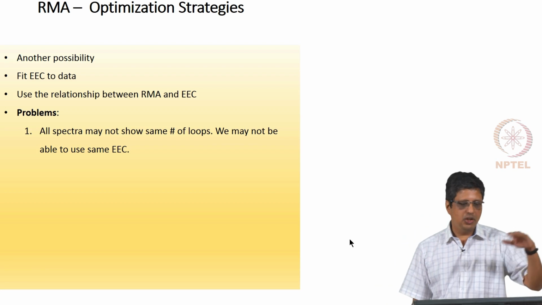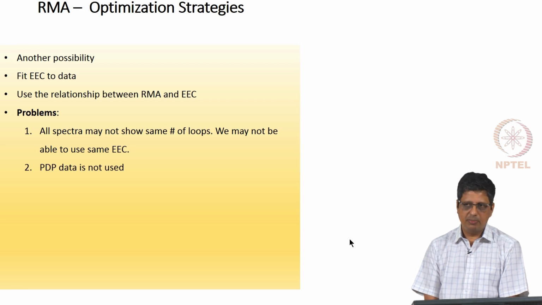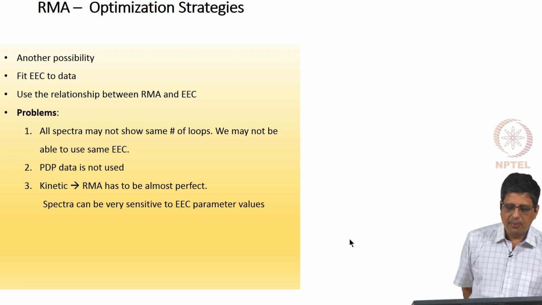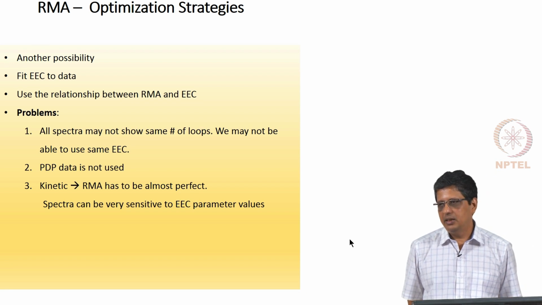Second, let us say you actually have the same number of loops everywhere and you are fitting to the same number of Maxwell elements. We are not using PDP data, potential dynamic polarization data, or you will have to alter it and put that as a constraint. The actual problem is in the Maxwell element: if you change the value slightly, the spectra may change a lot. Instead of 1.5 millifarad, if you use 1.6 millifarad, it may change a lot.